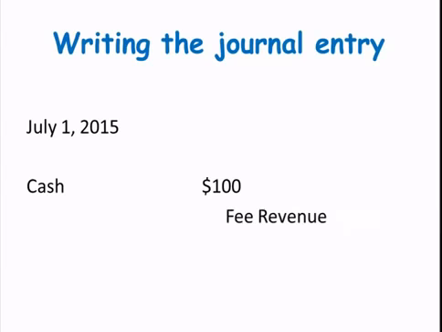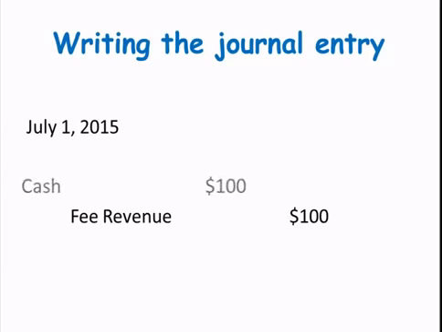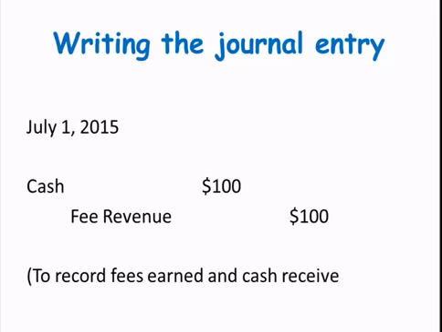Step 3, we need at least 1 credit. The doctor earned his revenue. We'll credit the revenue account. When revenue increases, the revenue account is credited. In this case, for $100. Step 4, the total of our debits, in this case, there's only one for $100, equals the only $100 credit. And step 5, to record fees earned and cash received. That's our explanation.